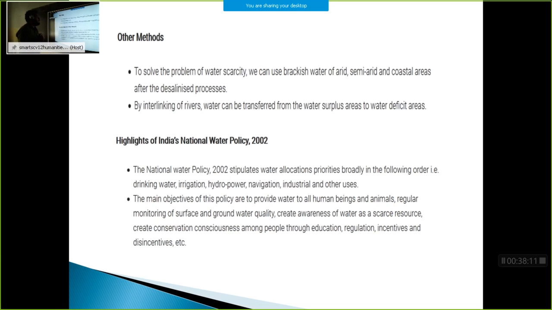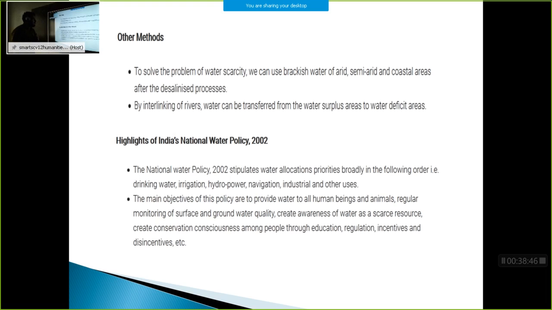Now, by interlinking of rivers, water can be transferred from the water surplus areas to water deficit areas. As we have seen, like the Indira Gandhi Canal, right? The water has been taken from a region to a desert region through a canal, which is a very great step for providing a huge volume of water for irrigation purposes. So we can do like that. Where there is water scarcity, we can get water from a nearby region where water is in surplus, and we can transfer it, right? We can do that.